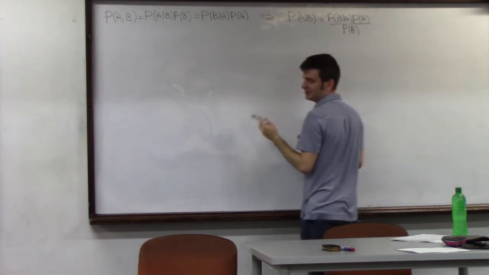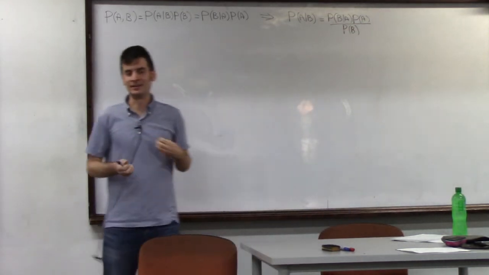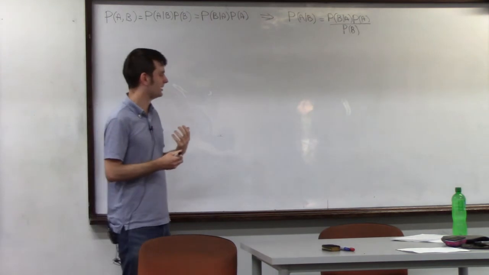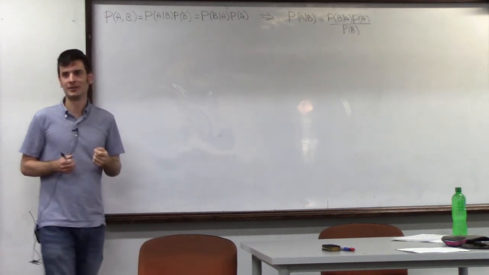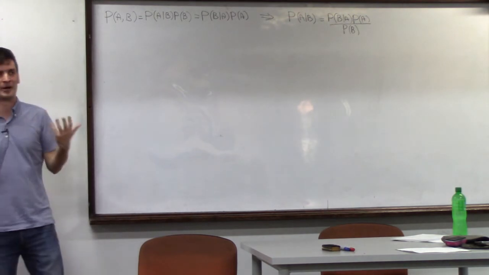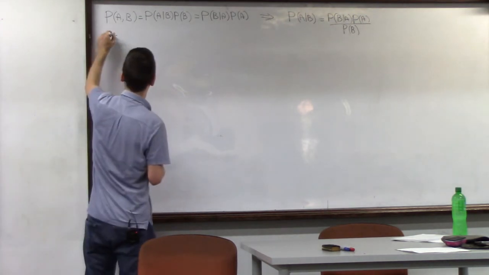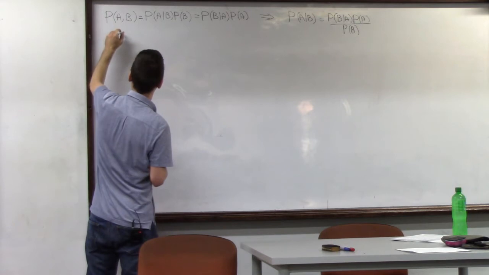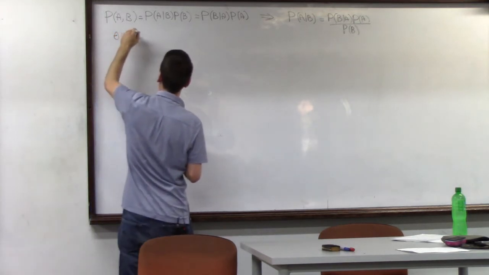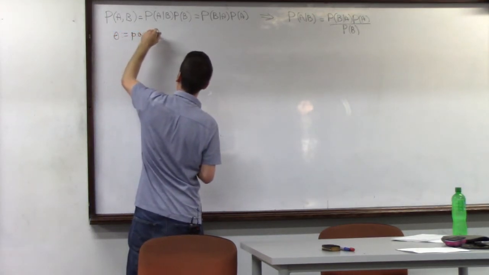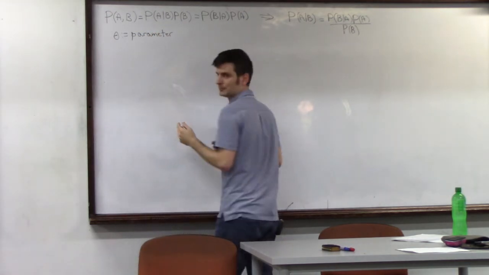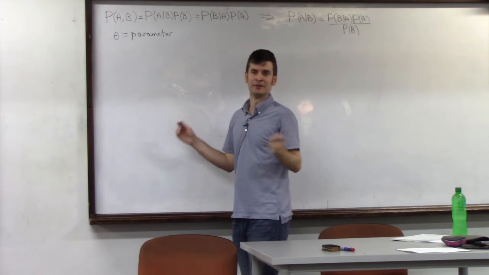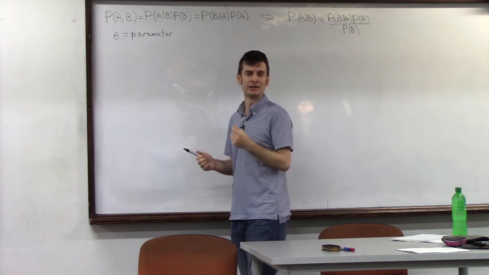Now, why do we need this? In practice, as far as we're concerned, we're going to use this in the following way. We're going to be asking, if we have a model and we have some parameters, I'm going to indicate that with theta. It could be, I don't know, the mass of a galaxy.